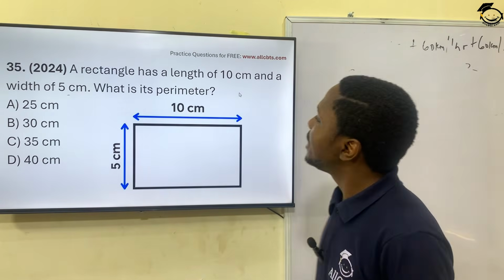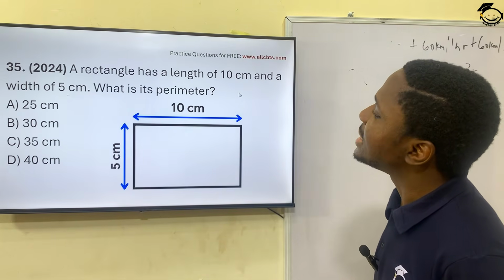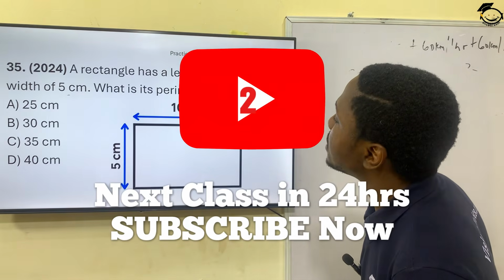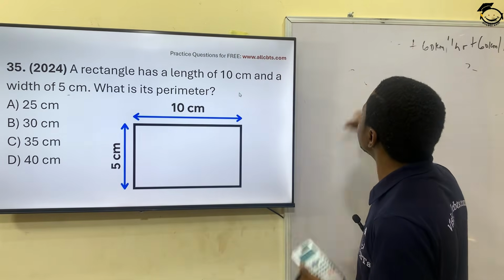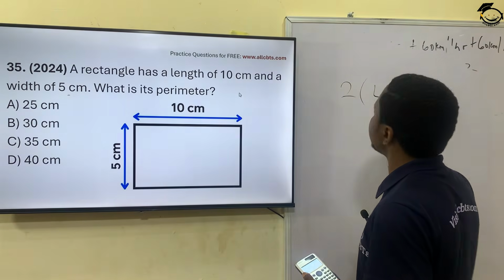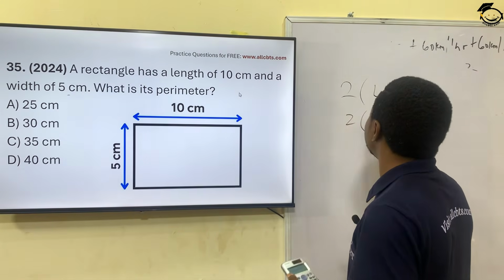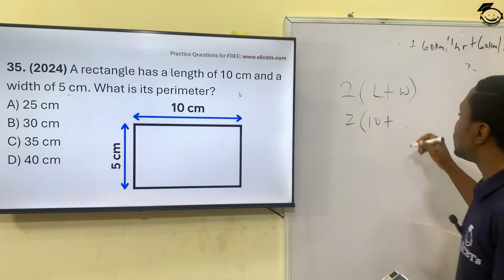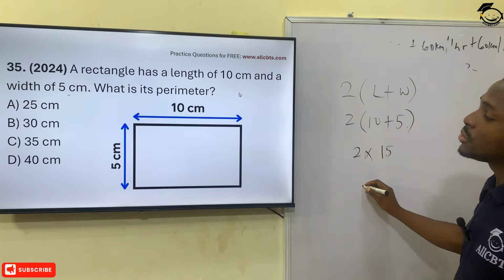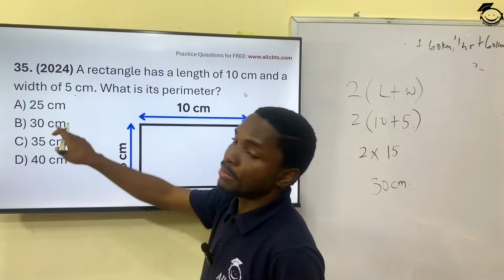35. A rectangle has a length of 10 centimeter and a width of 5 centimeter. What is its perimeter? Perimeter of a rectangle is what? 2 times length plus width, right? That's the formula for perimeter. So what's the length? 10. What's the width? 5. So 10 plus 5, 15. 2 times 15. So that's what? 30 centimeter. And that's option B.